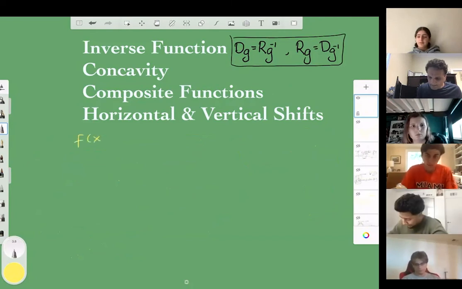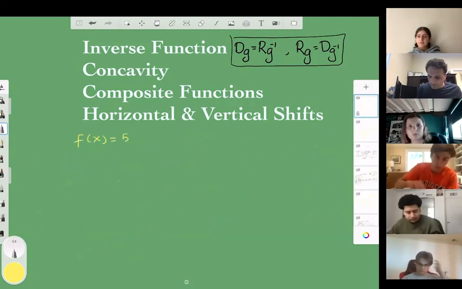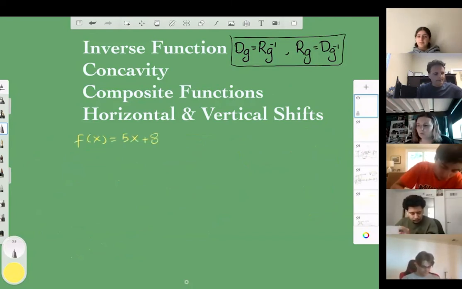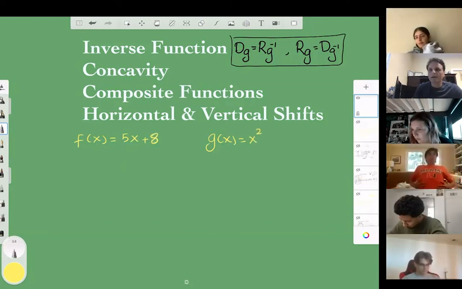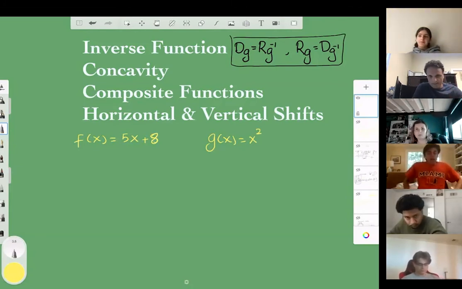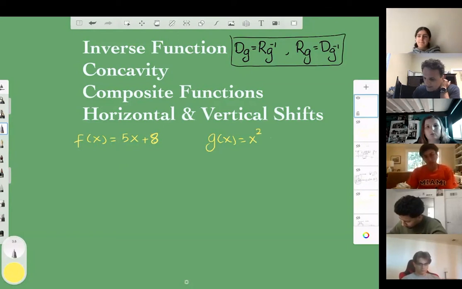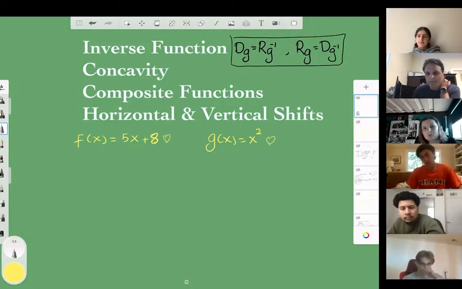F of x equal to 5x plus 8 and g of x equal to x squared. All right. So we have f is linear, g is quadratic. This one has its own factory, and this one has its own factory.